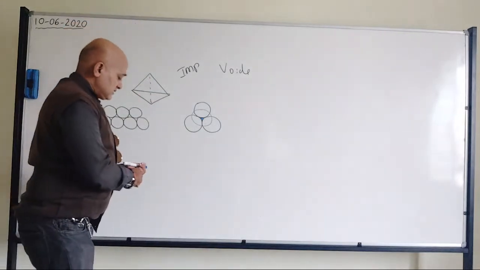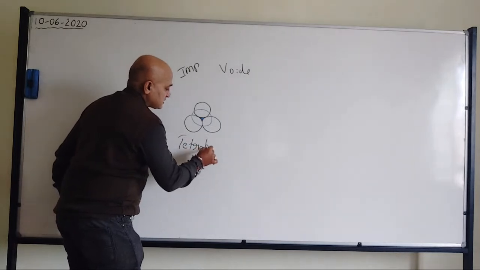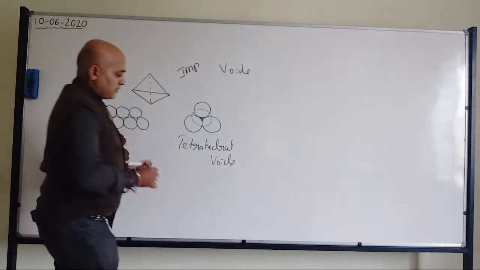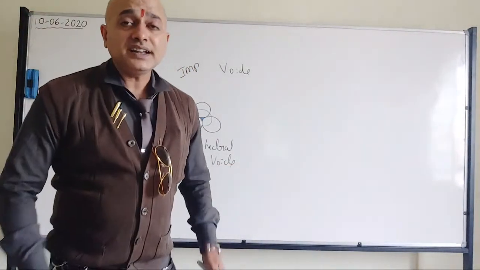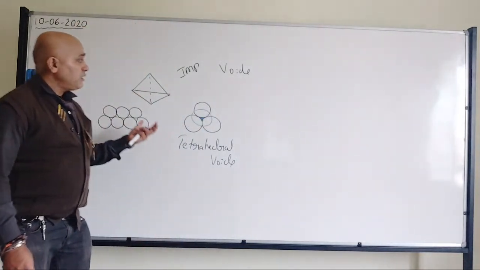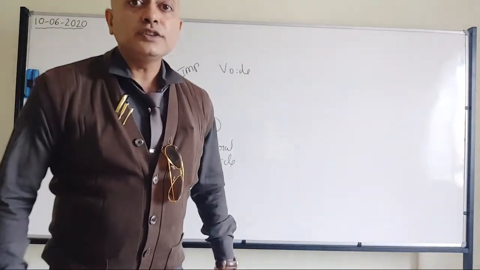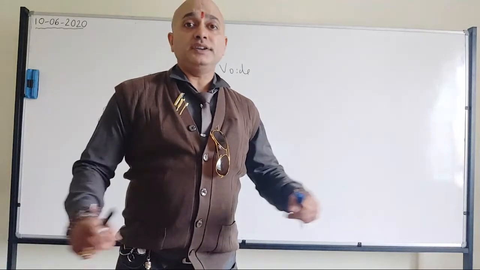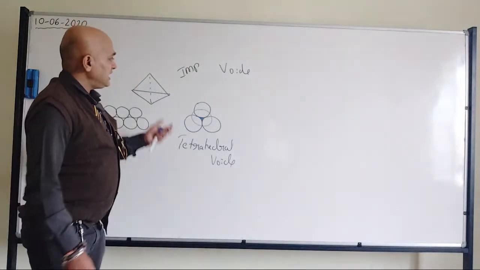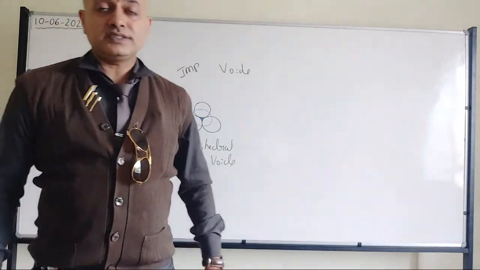Therefore it is called a tetrahedral void. Okay? So why is it called a tetrahedral void? Because a tetrahedral shape forms when the nuclei of these atoms are joined, and you get the 3D shape, right? So that will mimic the tetrahedral shape. Therefore they call it a tetrahedral void.